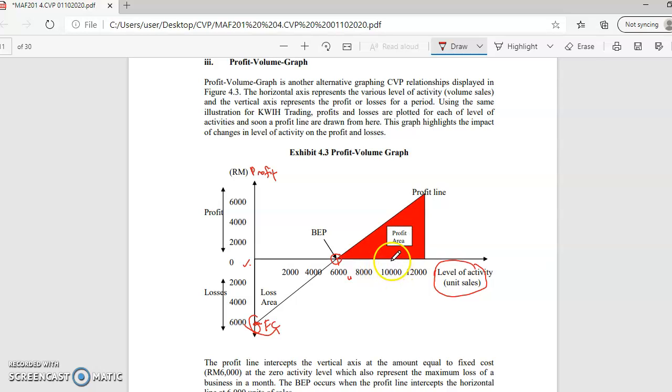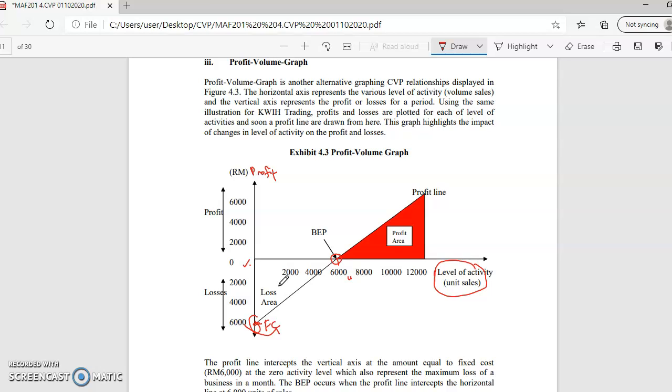Let's say the company sells 10,000 units. 10,000 is already more than their break-even point, so the company will incur profit. But if their sales is less than 6,000, let's say the company only managed to sell 2,000 units, which means that the company gets a loss, because 2,000 is less than the break-even point. Okay, that's all about the graphs in CVP. We have three types of graph: break-even graph, contribution graph, and profit volume graph.